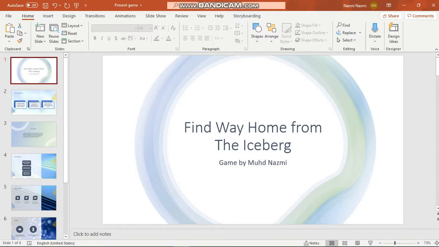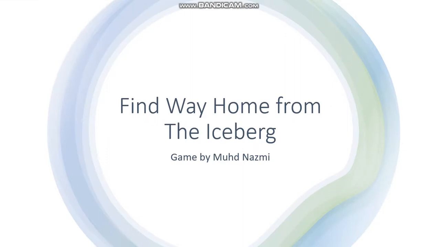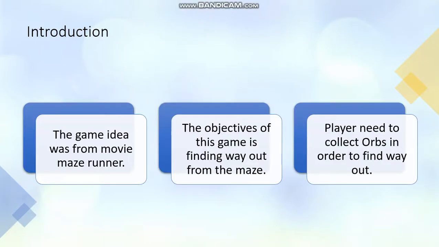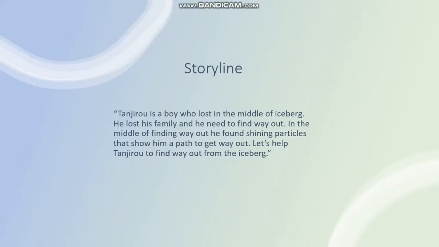Okay, today I would like to present my 3D game development, which is Find Way Home from the Iceberg. Okay, let's go. The title of the game is Find Way Home from the Iceberg. Introduction: the game idea was from the movie Maze Runner. Second, the objective of this game is finding the way out from the maze. The player needs to collect orbs in order to find the way out.